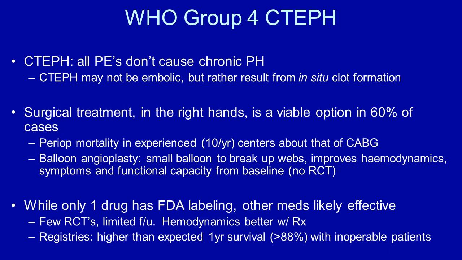If someone's being considered for surgical treatment, you really want to make sure that they go to a center where they're doing at least 10 of these cases a year. And University of California, San Diego is responsible for a significant percentage of the pulmonary endarterectomies that are done, and they're probably the best recognized center.